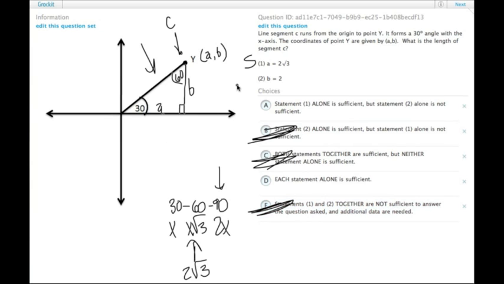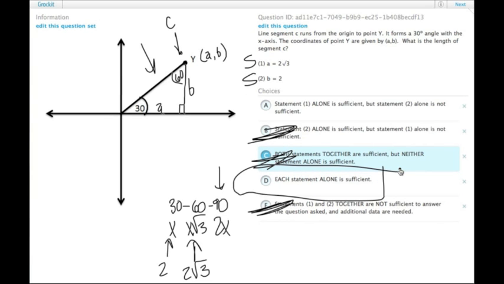Statement 2 on its own tells us that B equals 2. That's the side opposite the 30-degree angle. So that tells us this is 2, and again we're after the side opposite the 90-degree angle, so that's 2x, and again this one is also sufficient. So each statement alone is sufficient to answer the question.